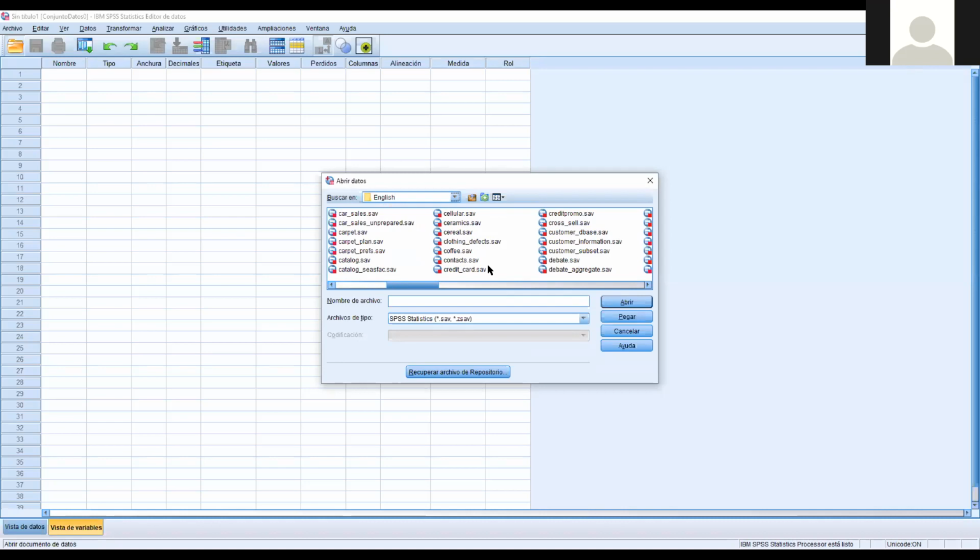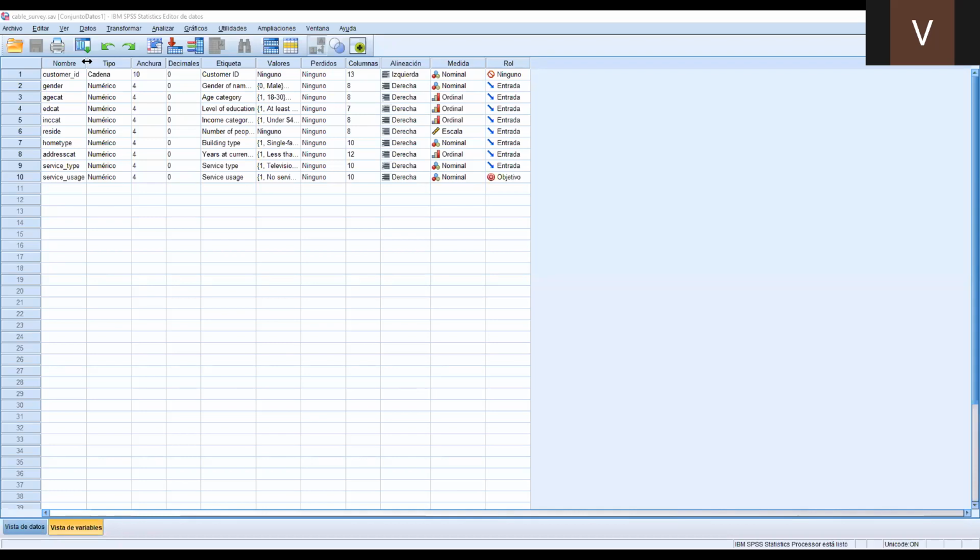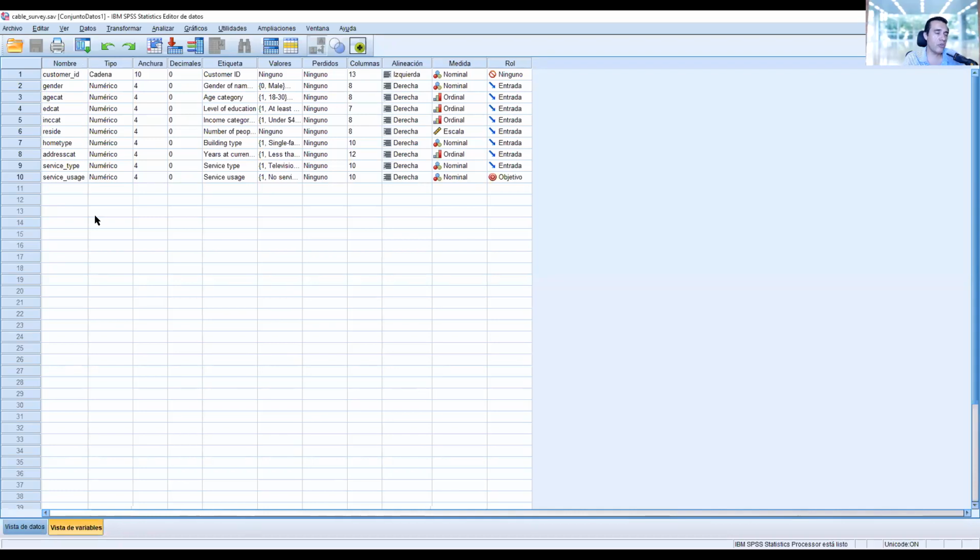I opened mine, but it's full of variables and text. Exactly. Is it supposed to be like that? Yes, let me show what you have to see. This is the one that you should have. The variables are customer ID, gender, age, education, income, reside, home type, address, service type, and service usage.